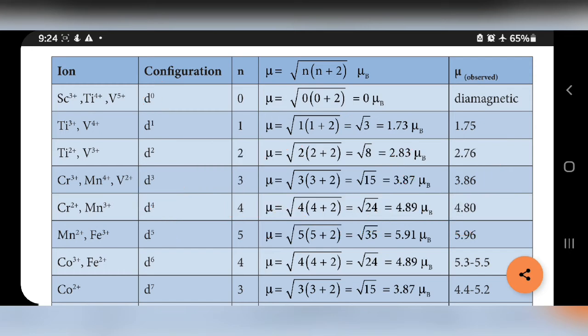See one more example, titanium 3 plus. I already told you that for titanium the electronic configuration is 3d2 4s2.